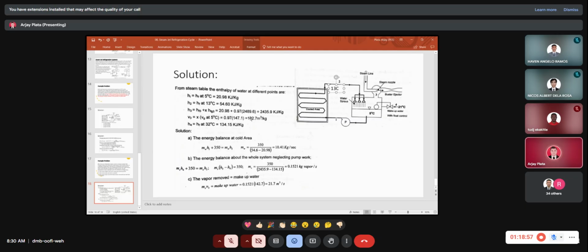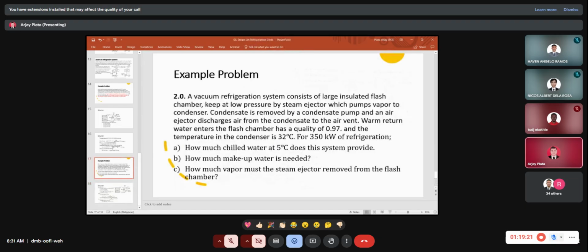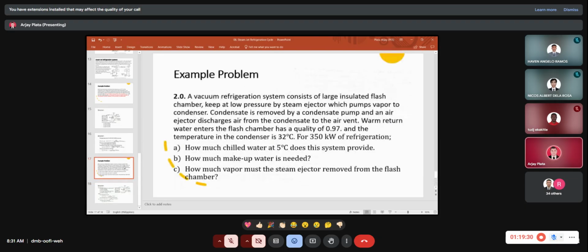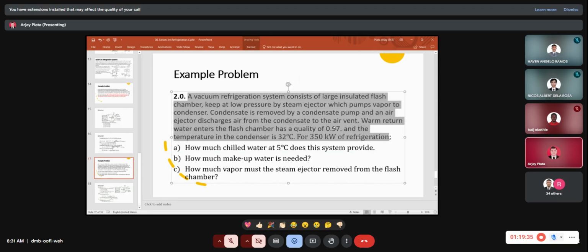So that's H3. And then V3 equals VG at 5. So we have the value from earlier, 147, multiplied by the quality, so we have 142.7 meter cube per kilogram. So H4 equals HF at 32. Hmm, wala tayong schematic nitong ano. Wait lang, hahanap ako ng schematic.